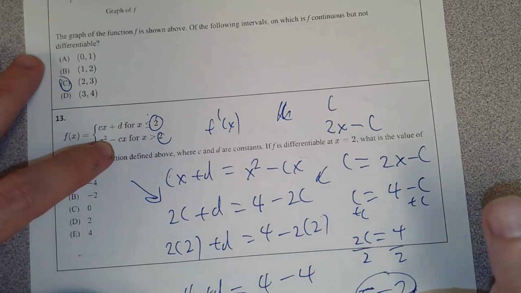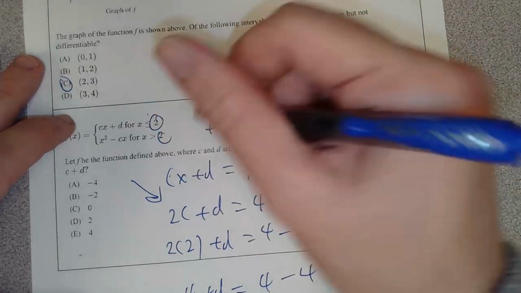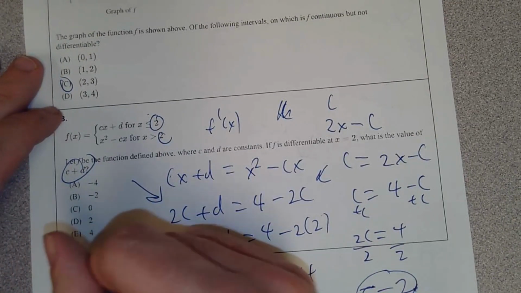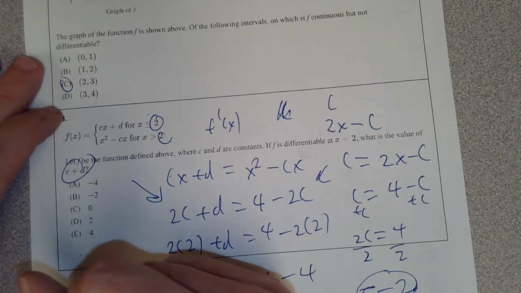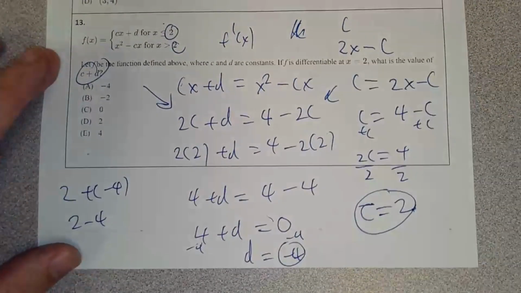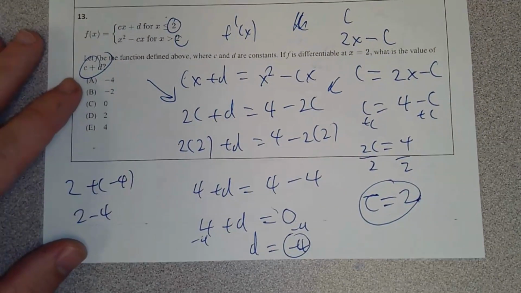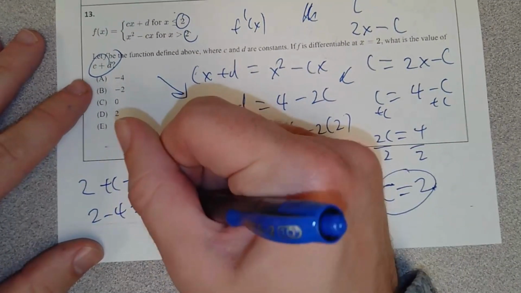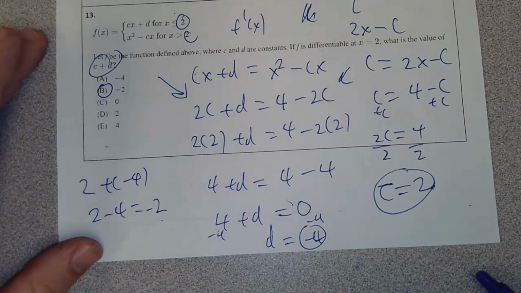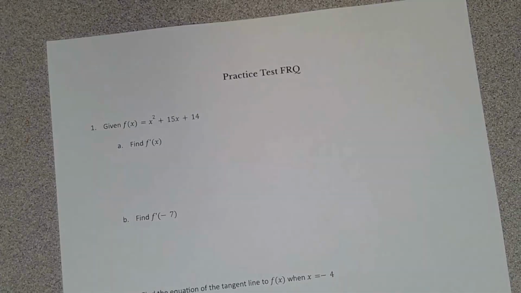So negative 4 plus 2. That's what I'm doing, c plus d, which is 2 plus negative 4, which is just 2 minus 4. Hopefully I wasn't covering that there. 2 minus 4 is negative 2. So it's B. All right, that's multiple choice. Now time for the FRQs.